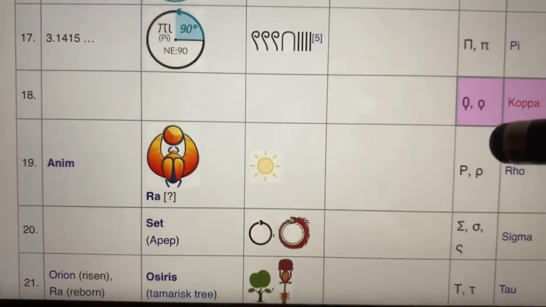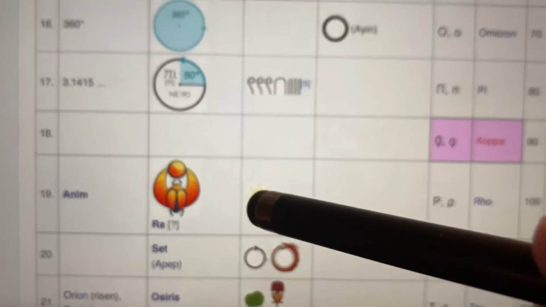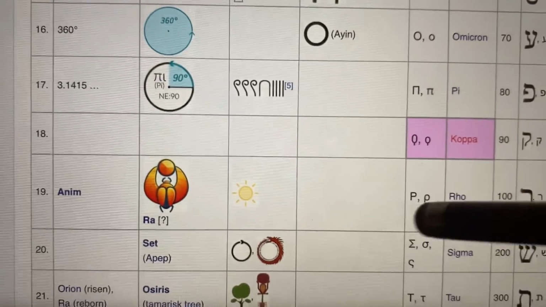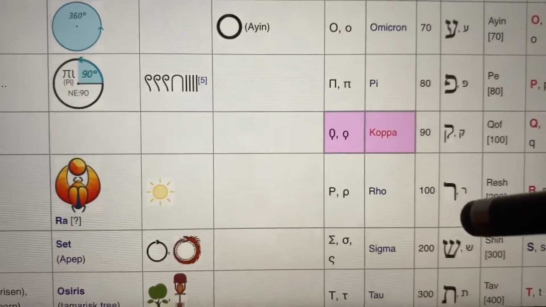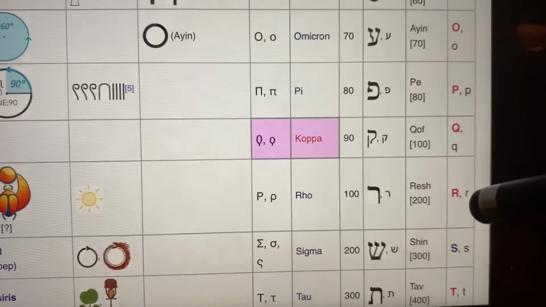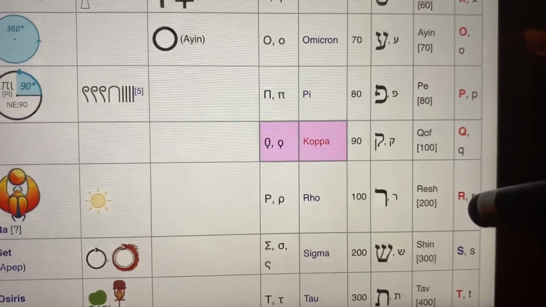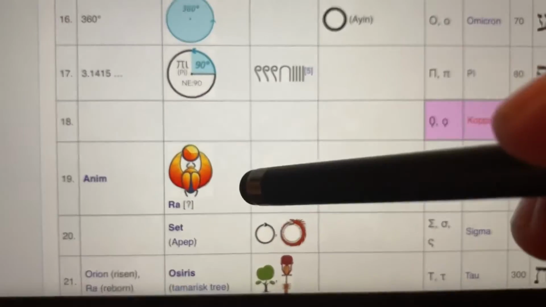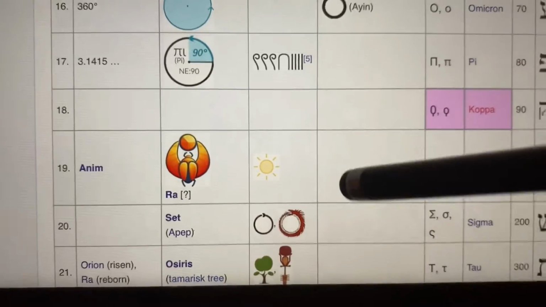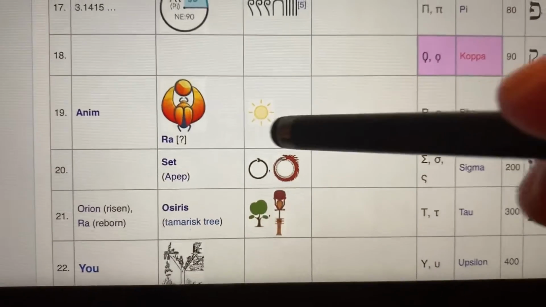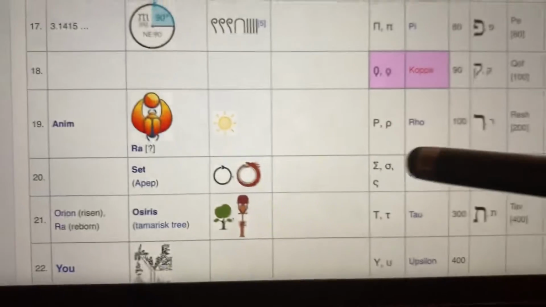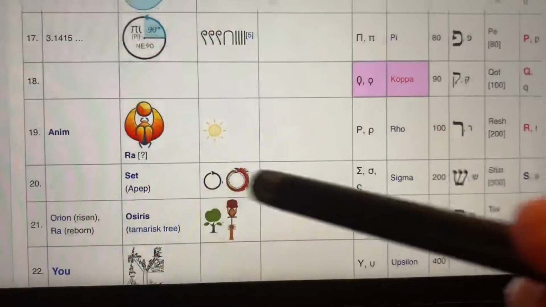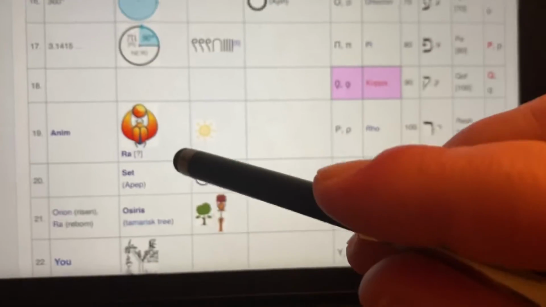And then Ra is the 19th letter. There's Rho in Greek, Resh in Hebrew, and R in English. And this gives a huge number of ciphers. It's called the anom cipher. So the value of R here is 100 plus alpha, which equals 101.